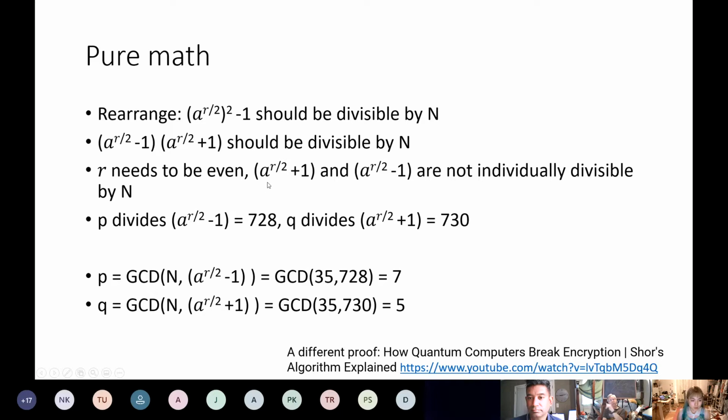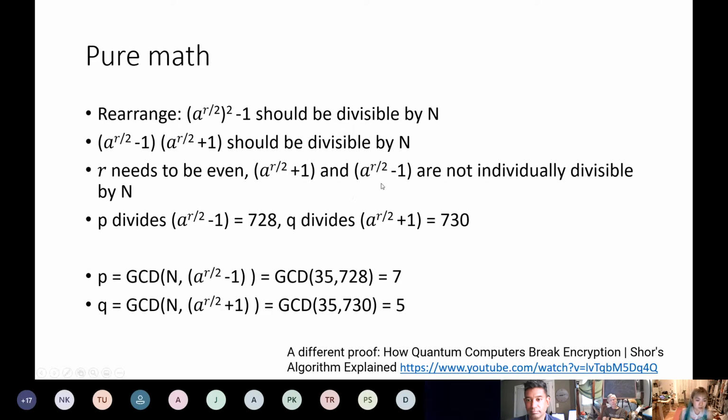Also, these 2 terms cannot be individually divisible by n, because we already know a to the r minus 1 will be the smallest number that is divisible by n. So this one cannot be independently divisible by n. Therefore, this one cannot be independently divisible by n.